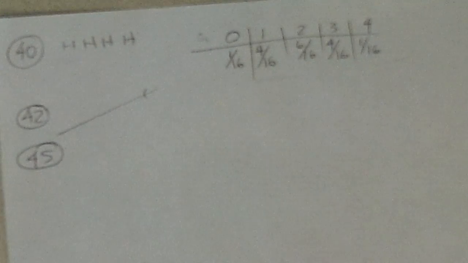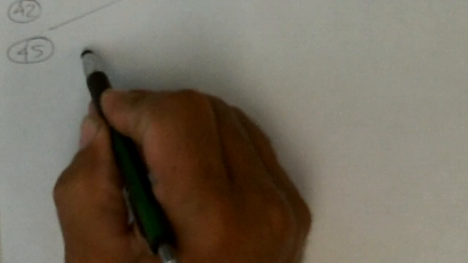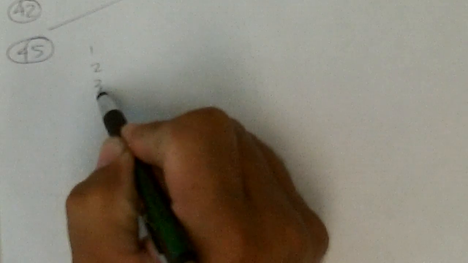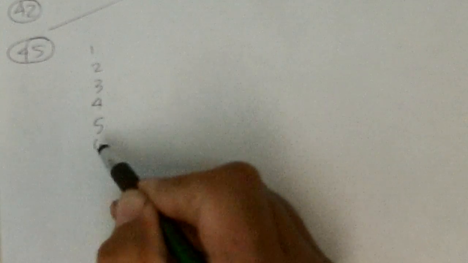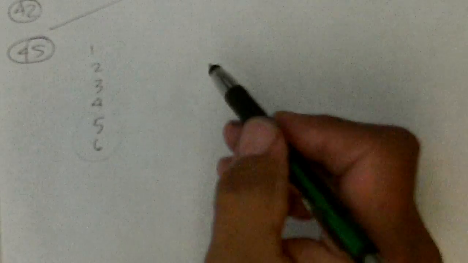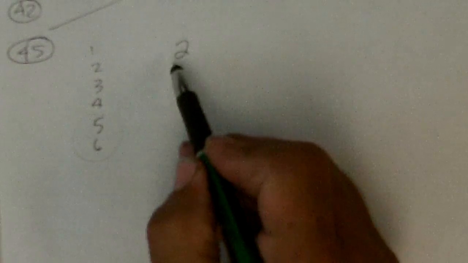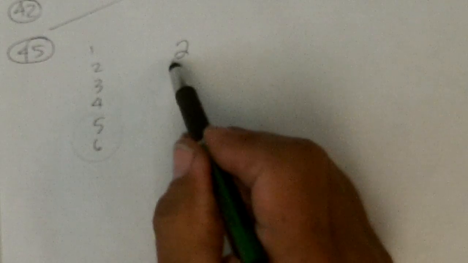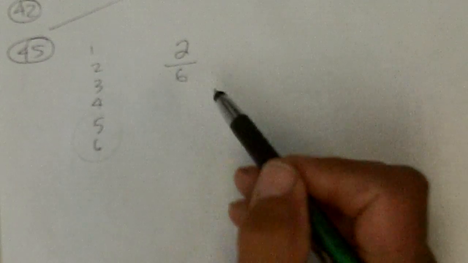45. Odds. Rolling a fair dice and getting a 5 or a 6. Well, the outcomes are 1, 2, 3, 4, 5, or 6. And getting a 5 or 6, there's 2 ways to get success. And so the probability of getting a 5 or 6 is 2 out of 6.